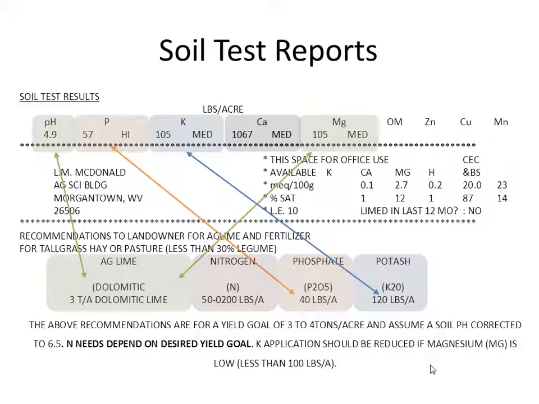Okay. And then at the bottom here, there's something about what the yield goal was, 3 to 4 tons per acre, if you didn't specify what it was. And more importantly, it assumes that you fixed your pH. Okay? So if you're not going to lime, especially don't put on the phosphorus, and think about whether you want to be pushing the 200 pounds of nitrogen per acre. Okay? Because you're just not going to get the crop response back.